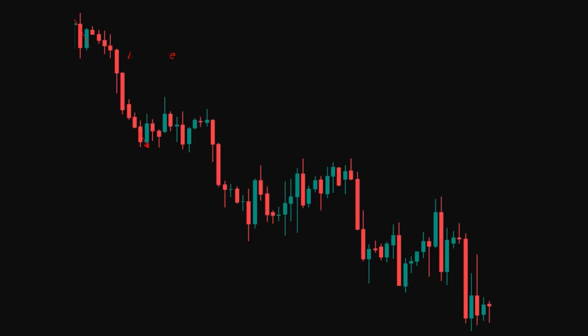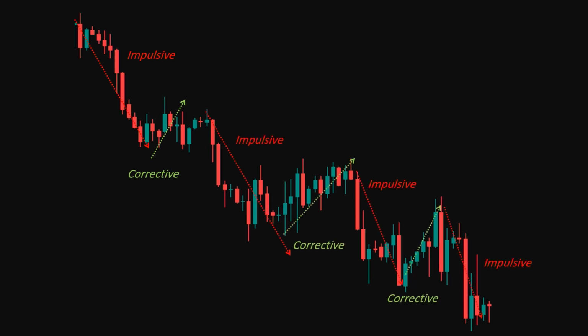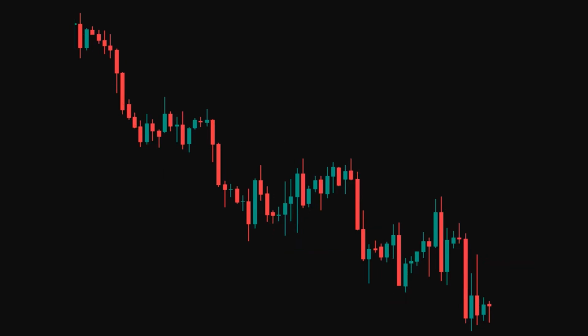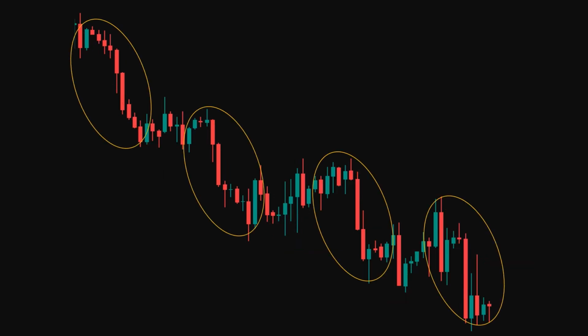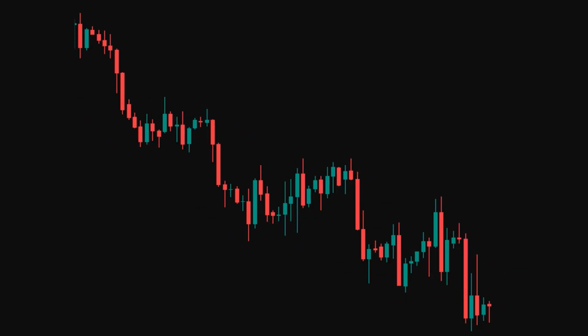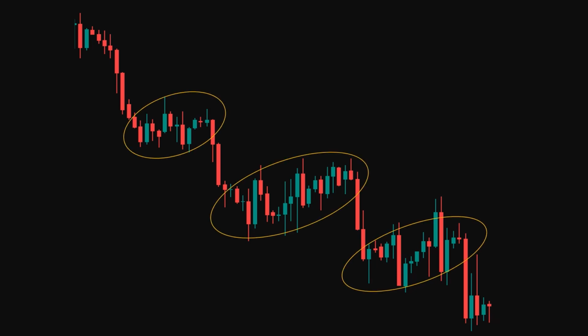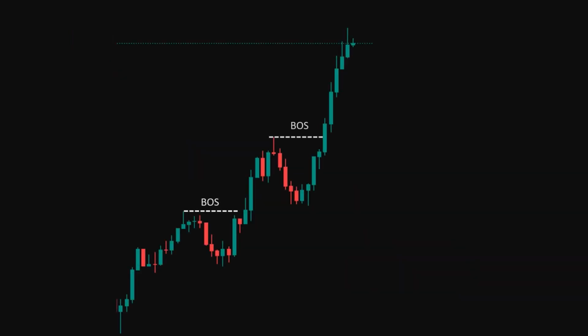A trending market consists of two types of movements: impulsive moves, strong movements in the direction of the trend. These are the ones that break previous structural levels. Corrective moves, temporary pullbacks that go against the trend and allow for new structure points to form, like higher lows in an uptrend or lower highs in a downtrend. For example, in an uptrend, price pushes up to create a higher high, impulse, then pulls back to form a higher low, correction, before another impulse resumes to break the new higher high. This cycle continues until something changes in the structure.